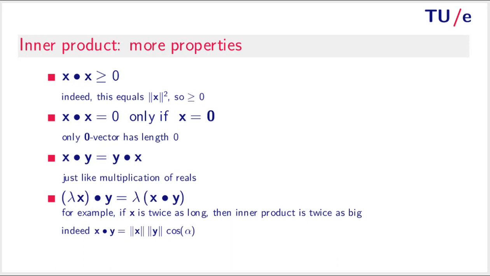And finally, if we multiply X with a scalar lambda, and then take the inner product with Y, we get the same result as first computing the inner product of X and Y, and then multiplying it with lambda. Of course, this easily follows from the property we saw before, that the inner product of X and Y equals the length of X times the length of Y times the cosine of the angle alpha between the two vectors. If I multiply X with a lambda, then only the length of X will change and not all the other parts.